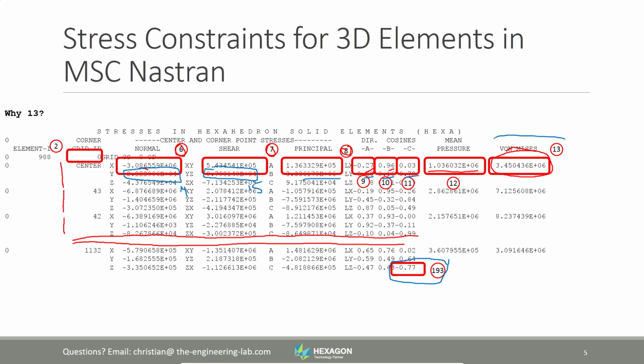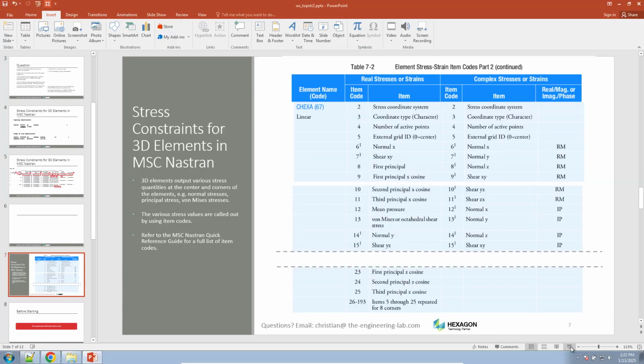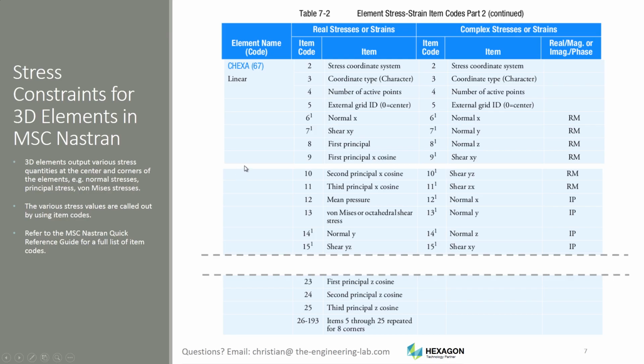Here, all we're interested in is item code 13, which is the von Mises stress at the center of the element. If you look in the MSC Nastran Quick Reference Guide, there's a chapter called Item Codes. This has a listing of every output from each element. Here we look at the CHEXA. For the most part, the item codes for the first 13 are the same for CPENTA, or pentahedral elements, or tetrahedral elements. So for all these 3 elements, we can just use item code 13 and you're going to call out the correct response. You're going to constrain the correct response for the optimization.